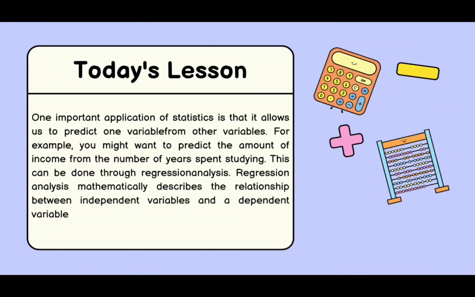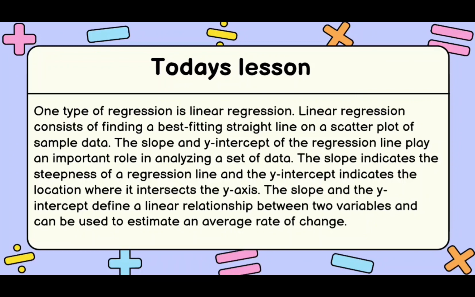One important application of statistics is that it allows us to predict one variable from other variables. For example, you might want to predict the amount of income from the number of years spent studying. This can be done through regression analysis. Regression analysis mathematically describes the relationship between independent variables and a dependent variable. One type of regression is linear regression.